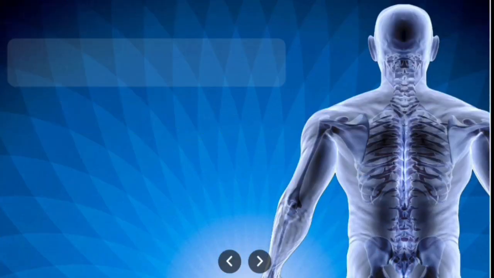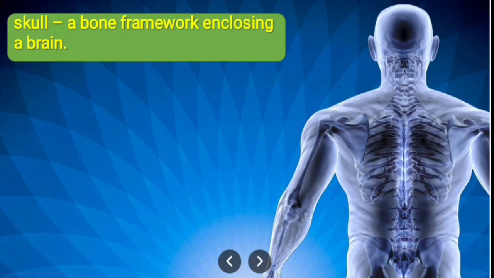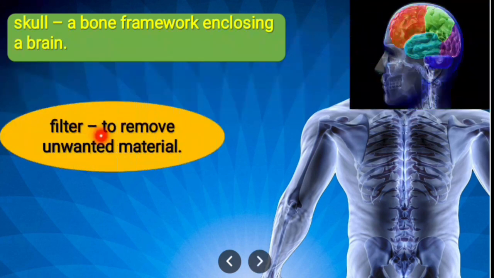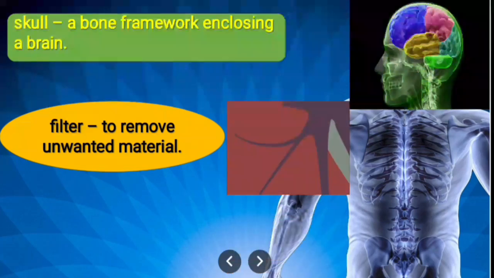Moving ahead, the next word is skull. Skull is a bone framework enclosing a brain. So the brain is protected by the skull. The next word is filter. Filter means to remove unwanted material, as we use at our home also, removing the unwanted material, that is called filter.